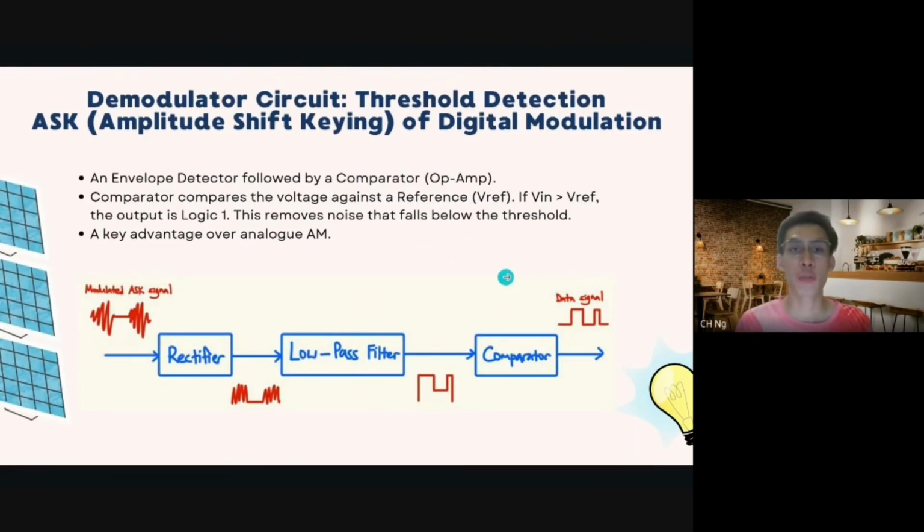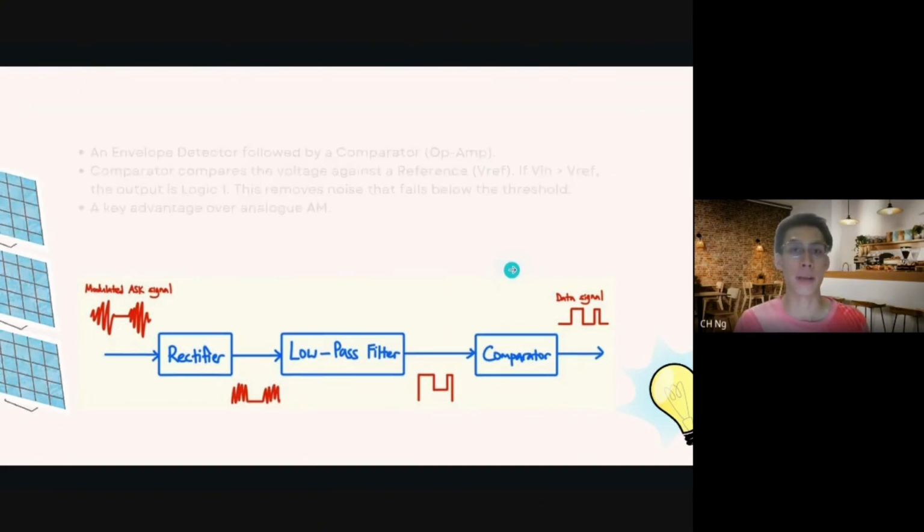The demodulator circuit of ASK is threshold detection, which is an envelope detector followed by a comparator. As you can see from this block diagram, the comparator compares the voltage against a reference, which is Vref. When Vin is over Vref, the output logic is 1, and it will remove noise that falls below the threshold, which is a key advantage over analog AM.